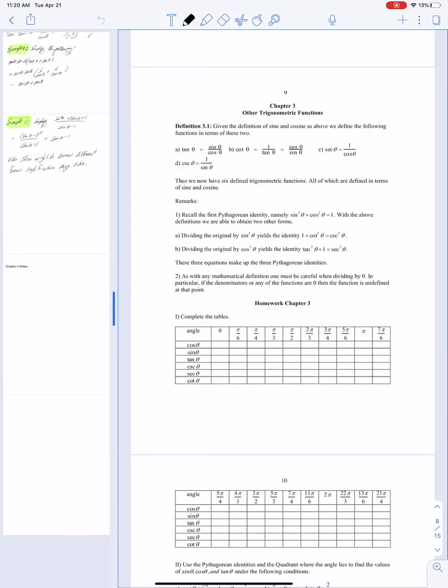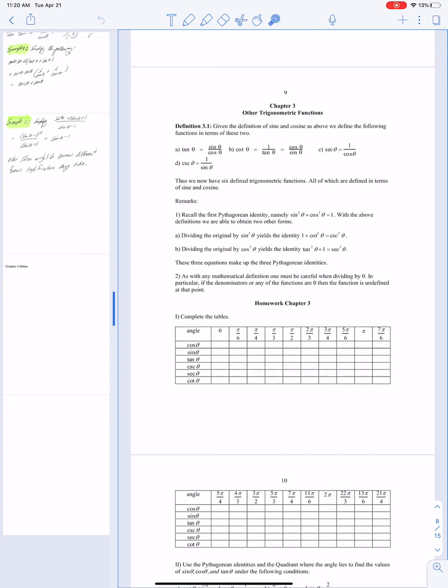Chapter 3 deals with the other trig functions. In Chapter 2, we learned how to find the values of sine and cosine given any angle theta. Now Chapter 3 simply defines the other trig functions. Tangent theta is sine theta over cosine theta. Cotangent theta is 1 over tangent theta, which is cosine theta over sine theta. Secant theta is 1 over cosine theta, and cosecant theta is 1 over sine theta.